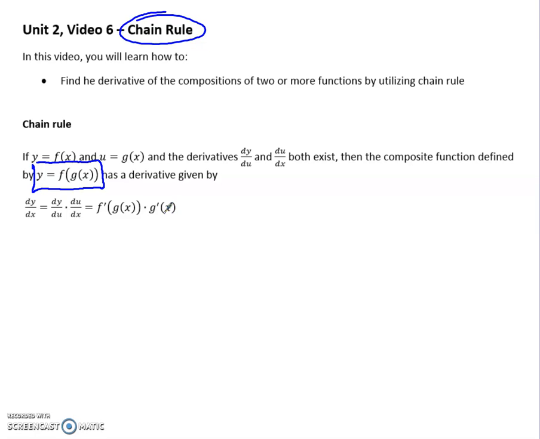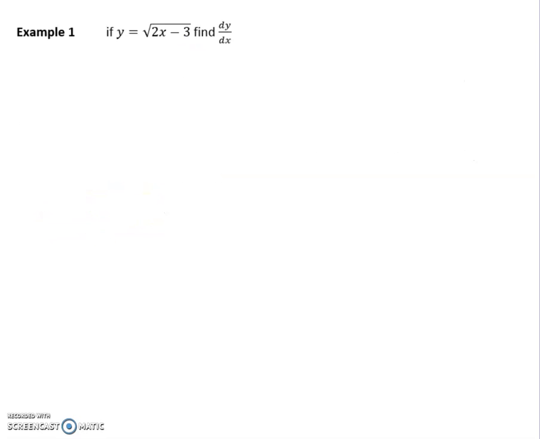And I said that a little funky. I'm going to take the derivative of the outside with the inner function still inside times the derivative of the inside. Again, once I do that in practice, you'll understand what I mean. Okay, so let's see this guy in action.